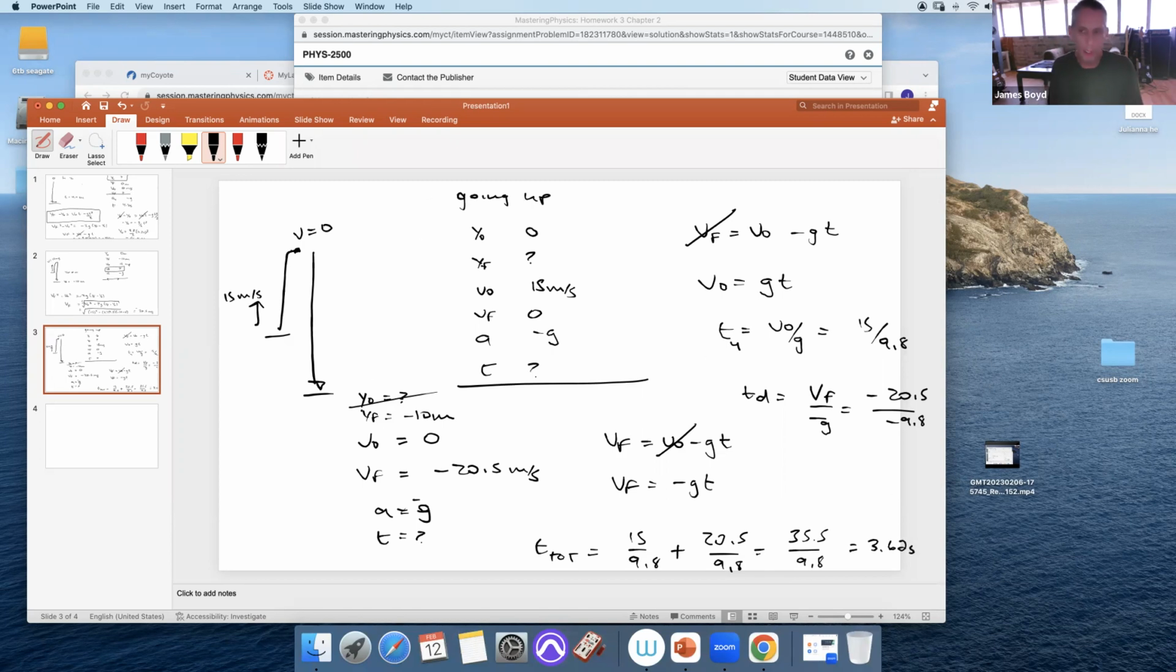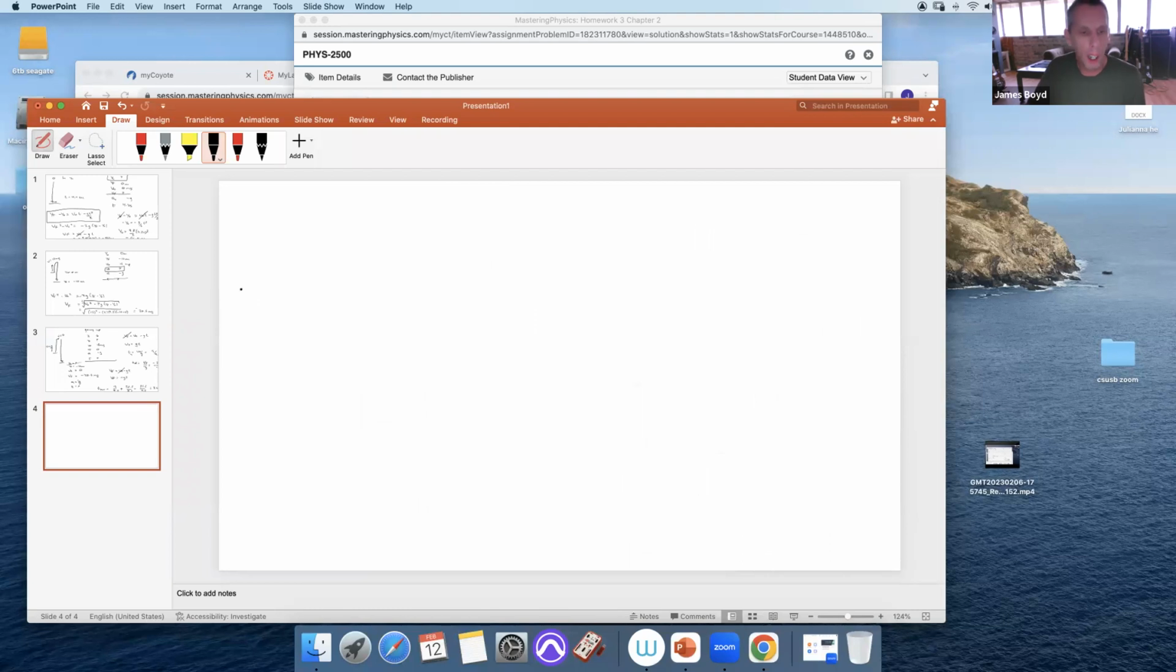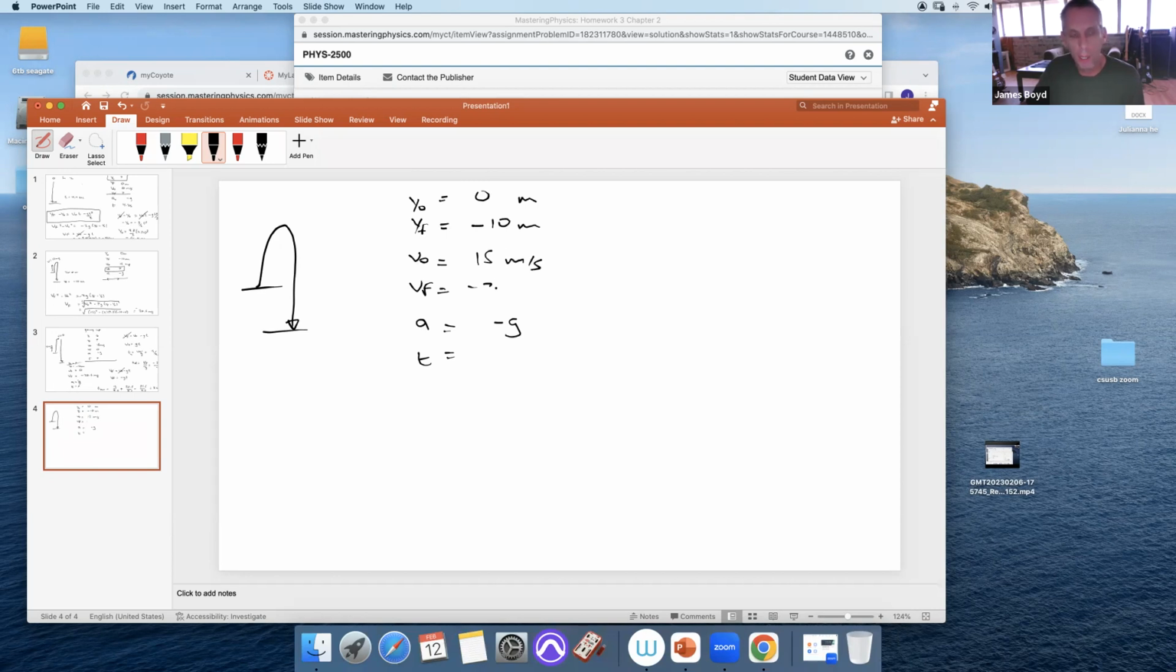Now, the only hard part here is that you have to actually do 2 problems. And if you didn't know v final, you would have to find the maximum height, which is a little bit of a pain. However, we could also do the total time. So y initial, y final, v initial, v final, a and t, and remember negative g. Y initial was 0, y final was negative 10, v initial was 15, v final was negative 20.5 meters per second, and time is what we want.